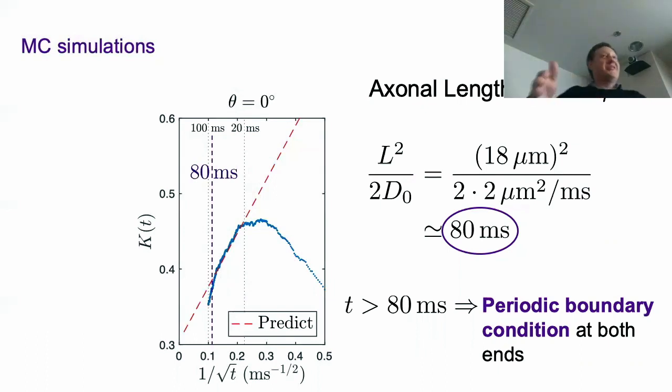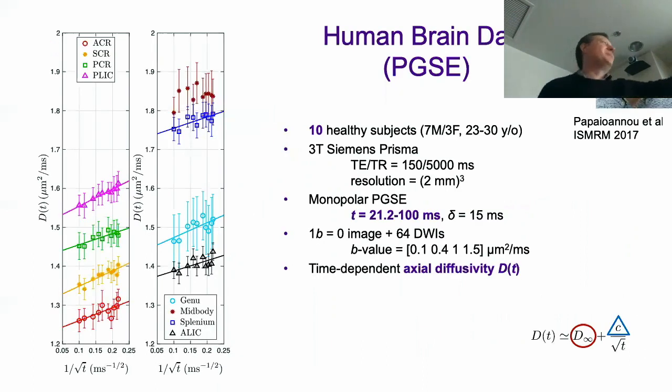And then at very long time, the system recalls that it's actually periodic geometry, and the power law changes. It's very cool and sensitive, so you really understand all regimes here. And we did PGSE as well, not to stimulate that, and we see the 1 over square root of time in humans. And of course, we can go only to, what, 20 millisecond diffusion time.